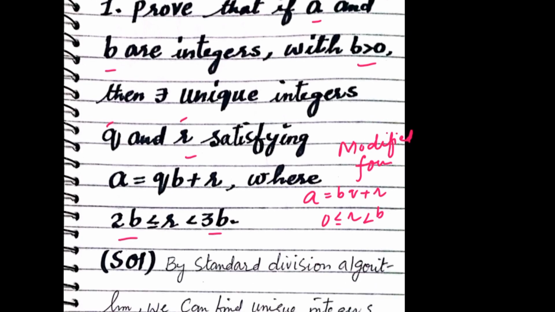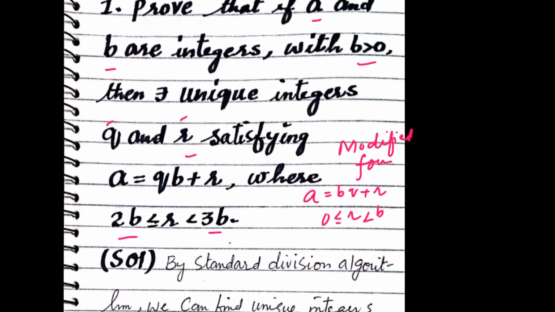But in this question you can see that it is possible that your r can lie in any other interval other than 0 and b, like here r lies between 2b and 3b. So let us prove this.